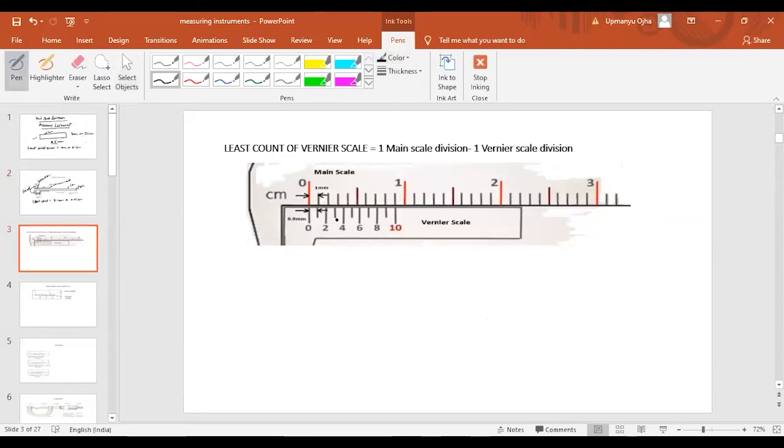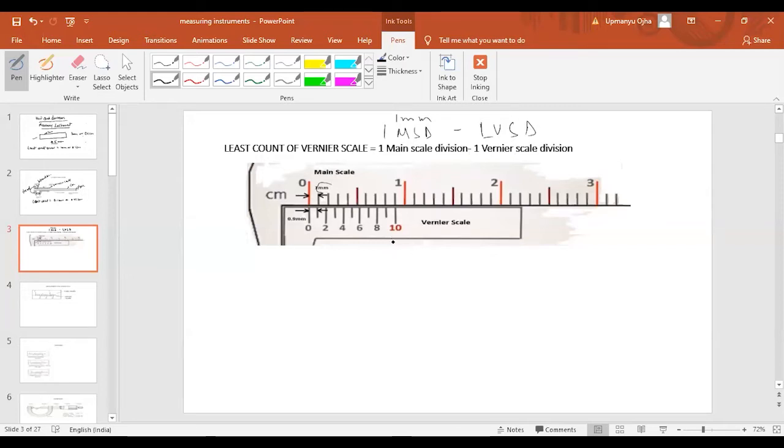That is, one main scale division minus one vernier scale division. Now if you look at the normal centimeter scale, one main scale division is how much? 1 millimeter, which we can see in the figure itself. So one main scale division will be equal to 1 millimeter. But we don't know what the value of one vernier scale division is.